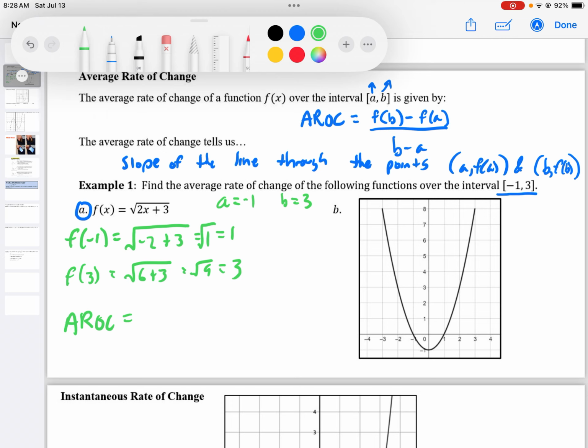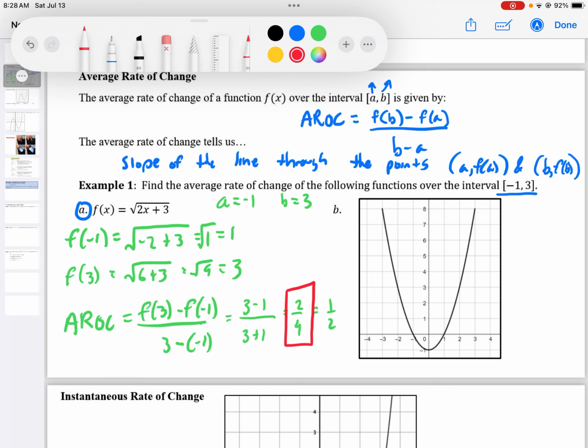So the average rate of change, I'm going to abbreviate that and use AROC. We're going to do this a lot. The average rate of change would be f of 3 minus f of -1 over 3 minus -1. Now we're going to clean that up. We're going to say this is 3 minus 1 over 3 plus 1, which is 2 over 4, which is 1/2. Now on the AP exam, on the free response, we would just leave it right there.